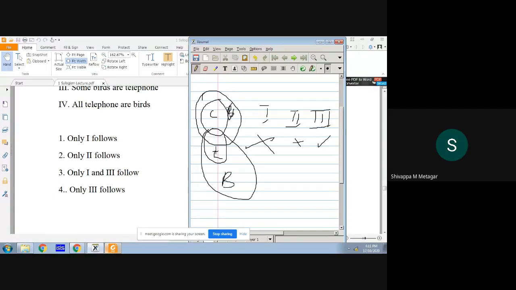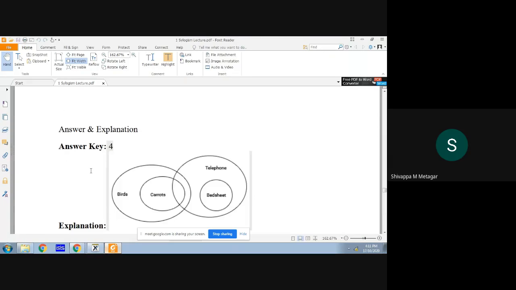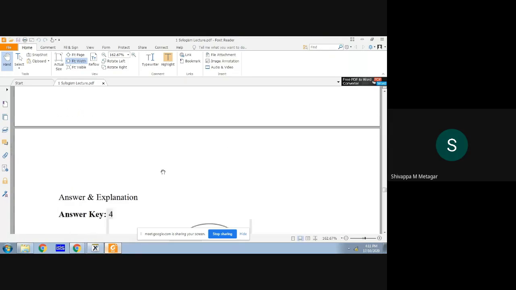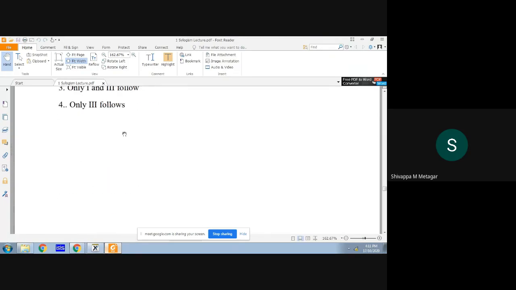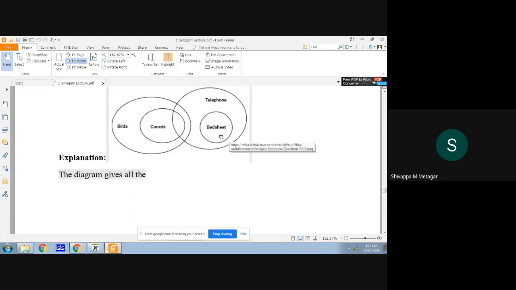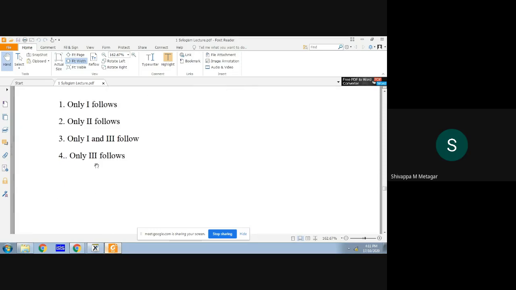If you are considering the possibility diagram, one more possibility diagram will come. In this possibility diagram, the fourth conclusion is there: all telephones are birds. It means the bed sheet will come inside the telephone. So in the possibility diagram, all the bed sheets will be inside the telephone. The right answer is that only the third can follow to give the right answer to the given question.